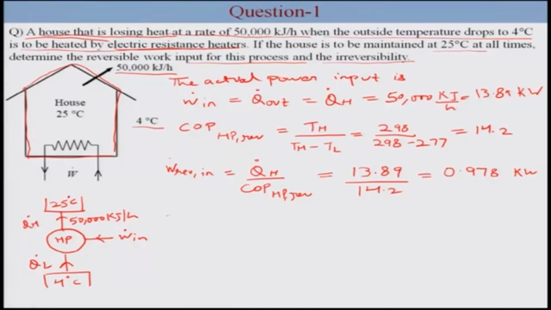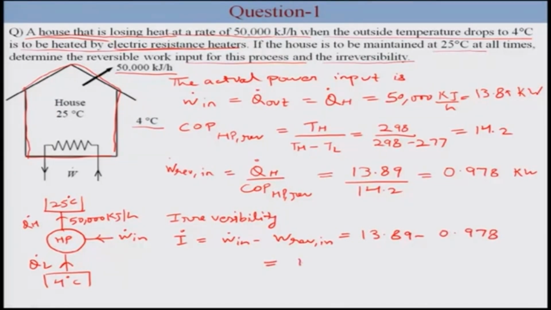So irreversibility I dot is equal to actual work input minus the reversible work input. So this is equal to 13.89 minus 0.978, this is equal to 12.91 kilowatt. So this is the irreversibility of this process. Moving on to the next question.